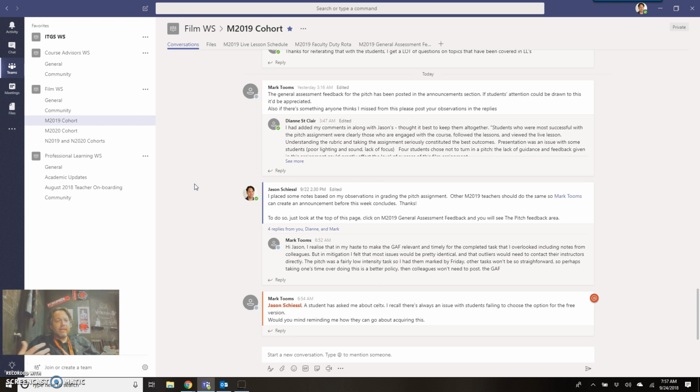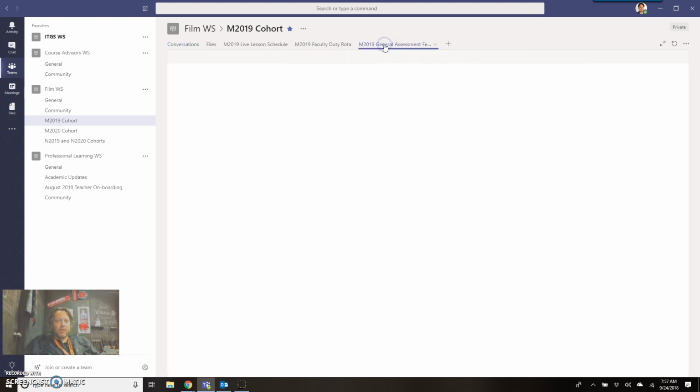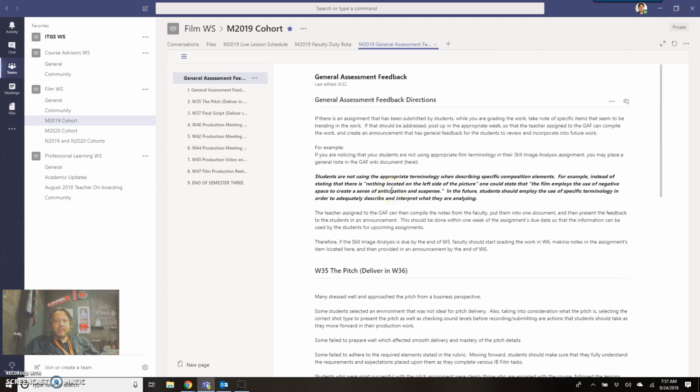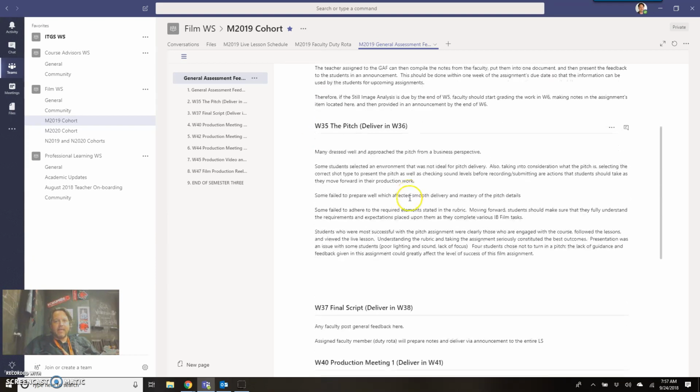And how you do that is that you go into your particular cohort. Let's say it's May 2019, and then up here you'll see there's a general assessment feedback tab. When you click that tab, you're going to see that there are some instructions for the general assessment feedback, and then there is an area for notes.